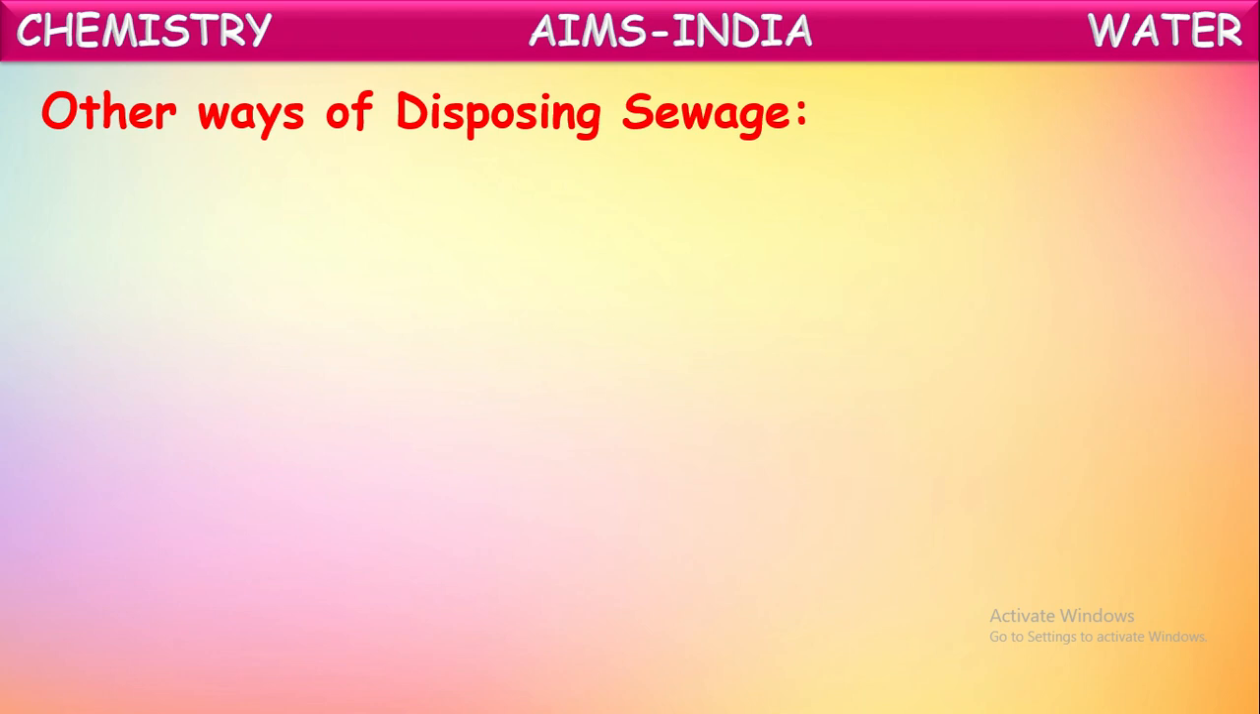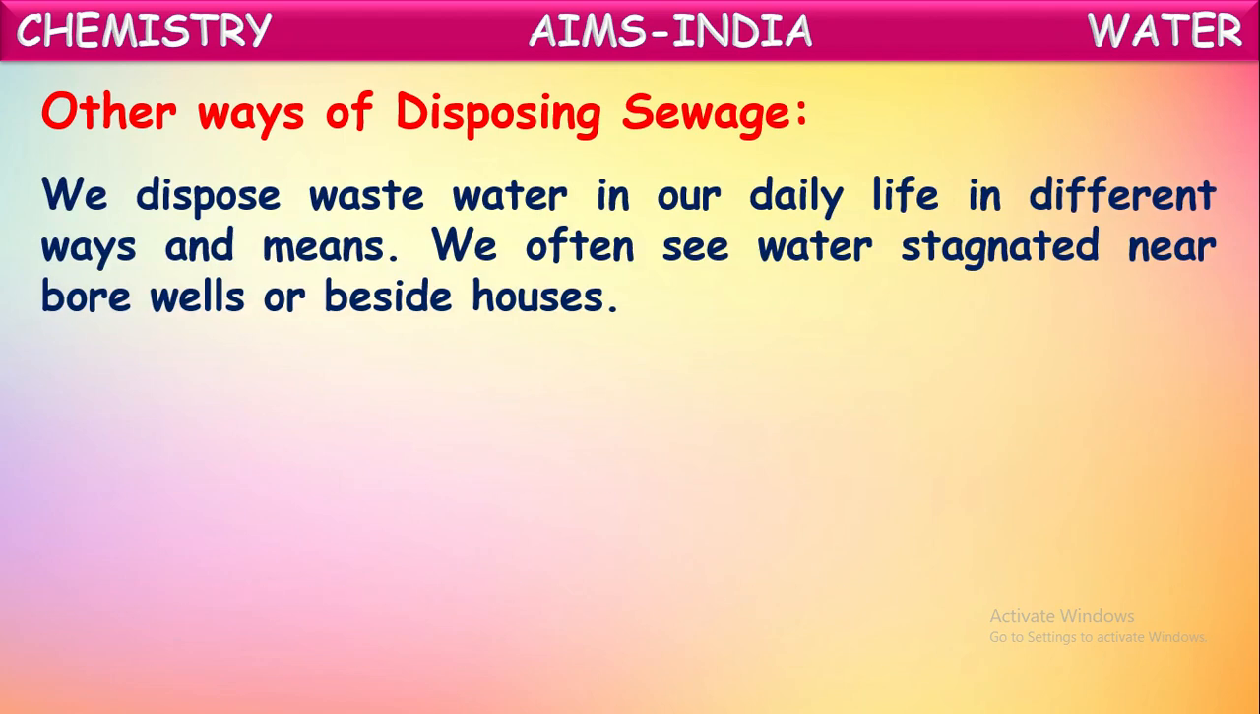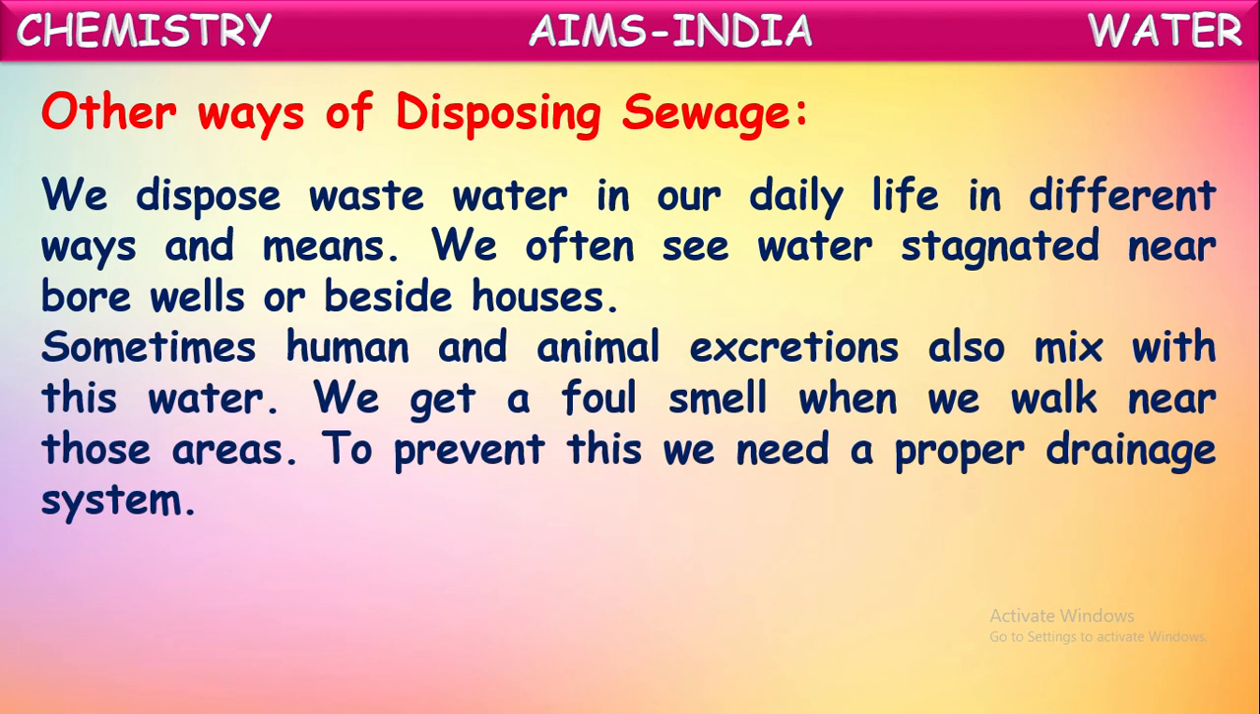So what are the other ways for disposing the sewage? We dispose wastewater in our daily life in different ways. We often see water stagnated near bore wells or beside our houses. Have you ever seen it? Yes, you might have. Sometimes human and animal excretions also mix with this water. We get a foul smell when we walk near these areas, isn't it? You might have experienced this.